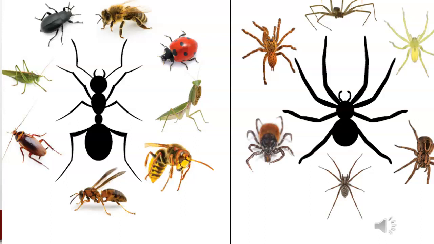Instead of having flexible inner skeletons, all of the arthropods wear a tough exoskeleton or protective covering on the outside. I bet you can recognize some of these common examples of insects and arachnids.